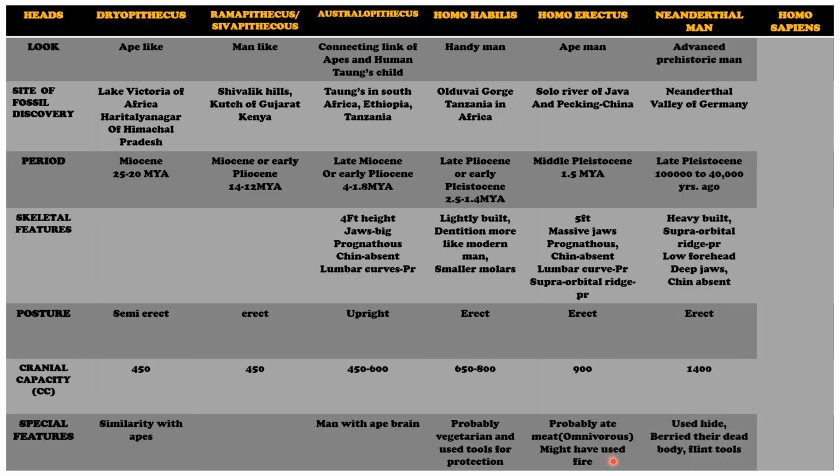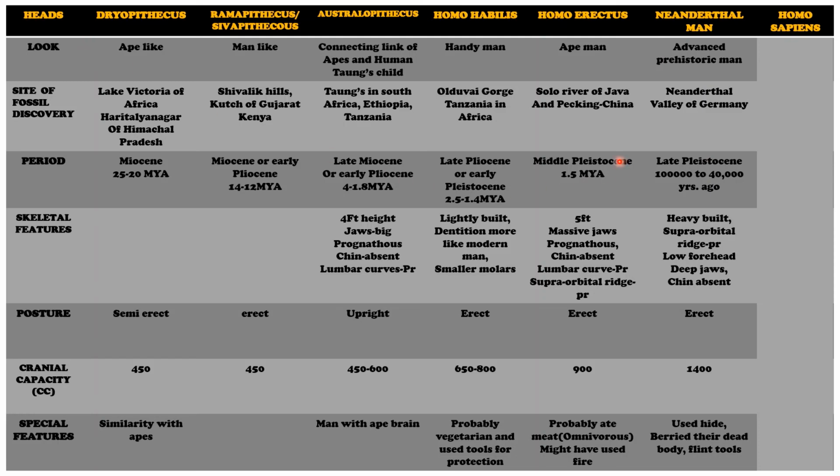The next ancestor is Neanderthal man. Its fossils were found in Neander Valley of Germany. It was believed to be present between 1 lakh to 40,000 years ago. So this was having heavy build, supra-orbital ridge was present. It had a low forehead, deep jaws, chin was absent, and its cranial capacity was very high, that is 1400 cc as compared to the previous ancestors. Now it used to bury their dead bodies and must have used flint tools. So these are the features of the Neanderthal man.